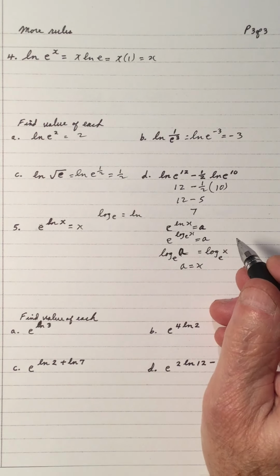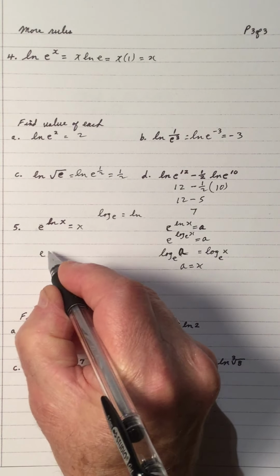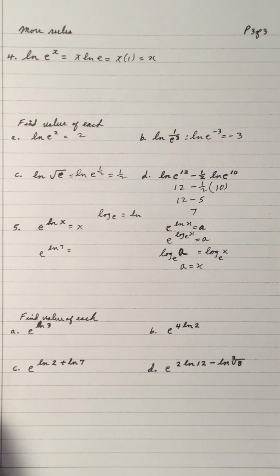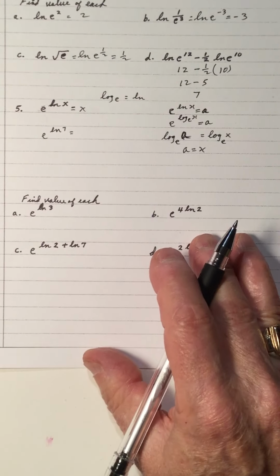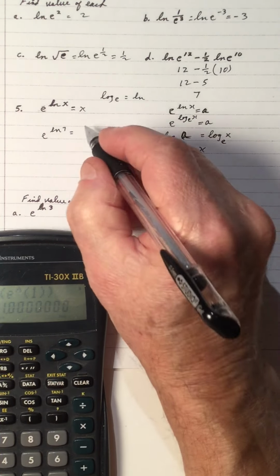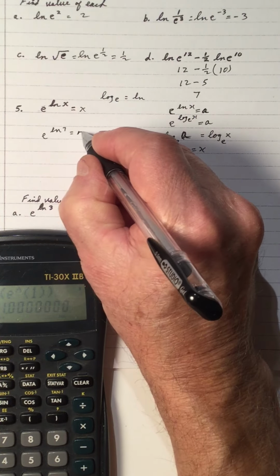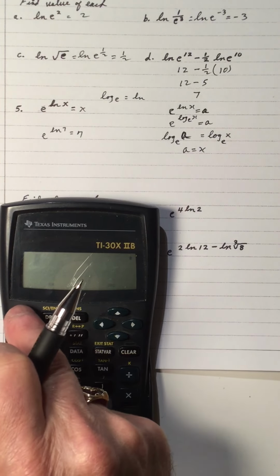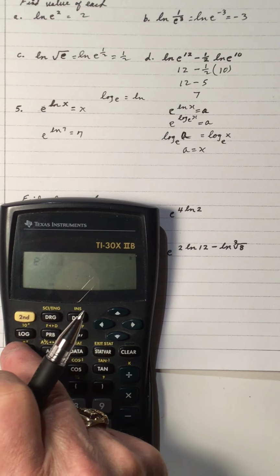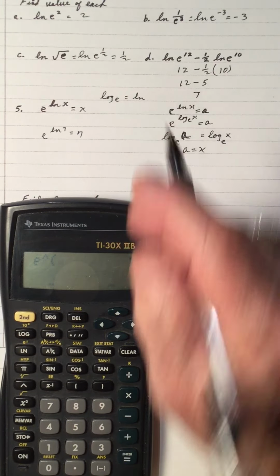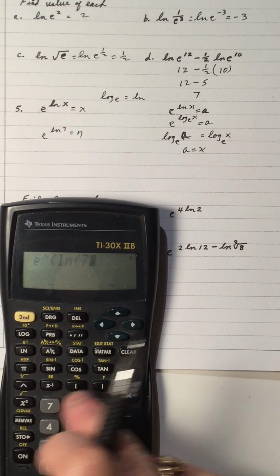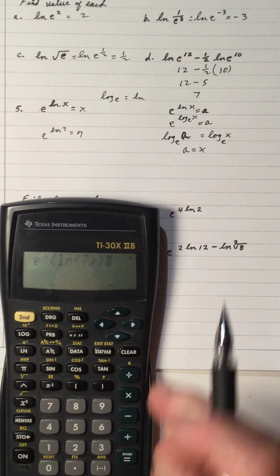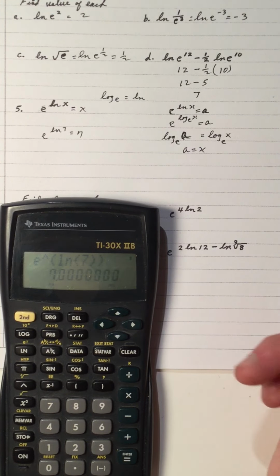And if we want, let's look at e to the ln 7 on our calculator, just to see what happens. I know that the answer is going to be a 7, but let's work it out. So there's e. Now we're going to do the ln of 7. So this is e raised to the ln of 7. And we get a 7. So it's true.